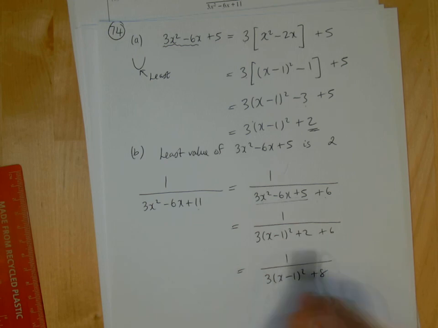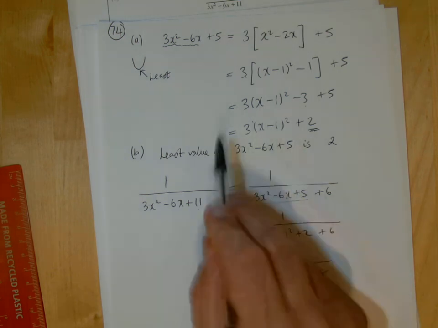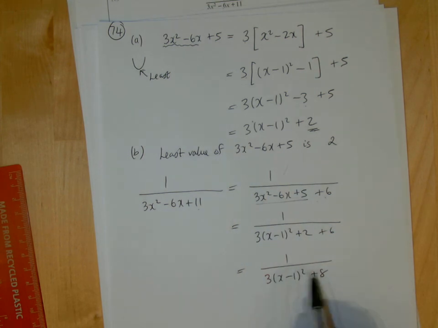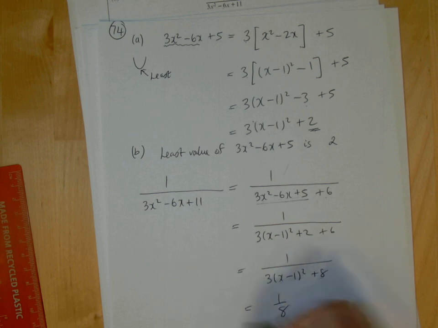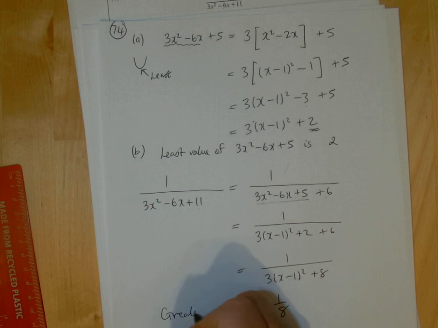So to get the greatest of this, we need to divide it by the least amount on the bottom, yeah? And of course the least amount of this is based on the idea we looked at before. The least amount of this is when this is at its lowest, and it's at its lowest, of course, when this bracket thing here becomes 0, and we just get 8 there. So the greatest will be 1 over 8, okay, in this case here.